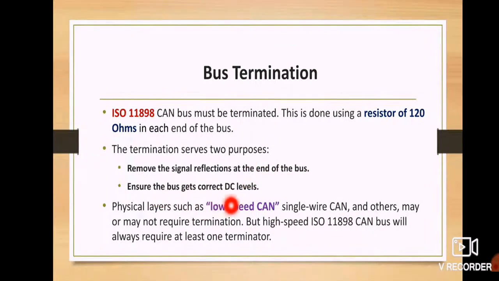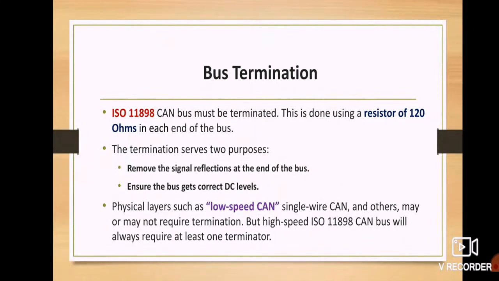The physical layers such as low speed CAN, single wire, and others may or may not require the termination, but high speed does. This is also one myth, that low speed CAN doesn't need a 120 ohm resistance. But nowadays, we are using a 120 ohm resistance for all, to avoid even the 1% of error.